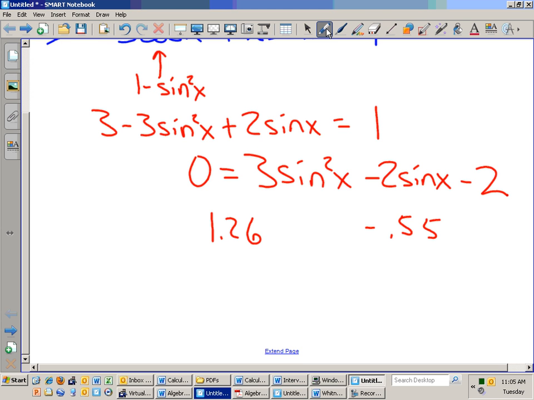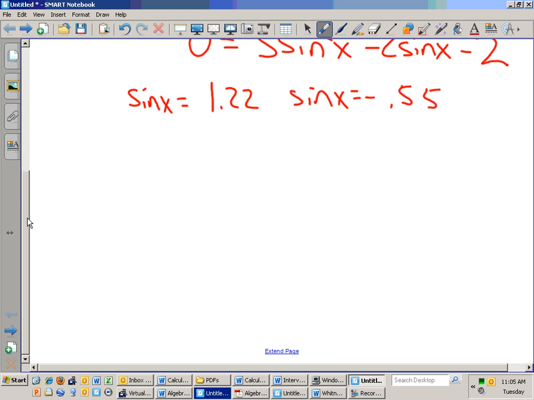Well, normally when you solve these pieces, you get x equals, right? Well, instead of x, I have a sine of x. So now we have sine of x. 1.22? All right. Sine of x is 1.22 and sine of x is negative 0.55. You should see something right now. It should click in your brain.